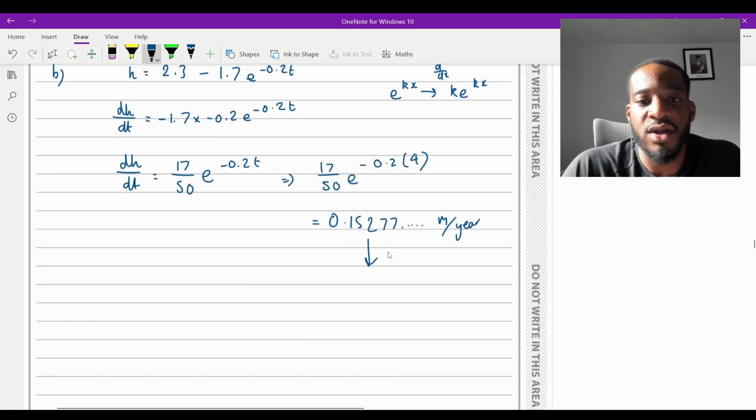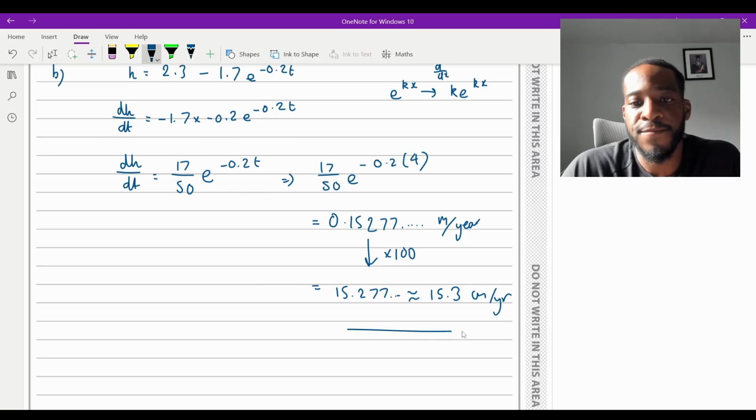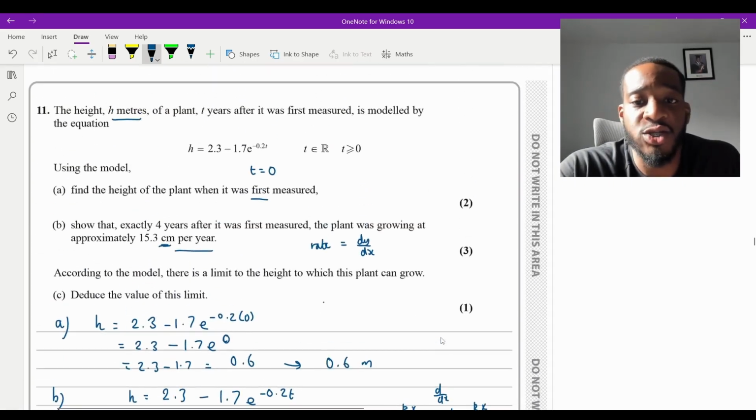So if I times that by 100, that's going to be 15.277 and so on, which is the same as 15.3 centimeters per year. So that's it. And that gives us the answer for part B, and that's 3 marks.